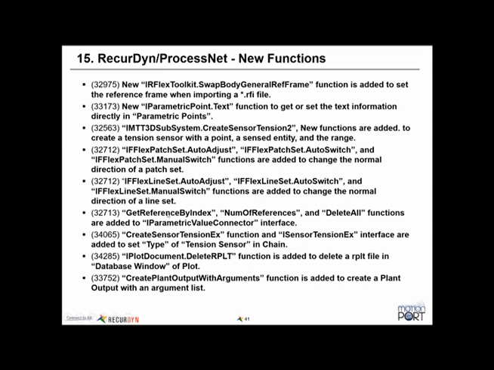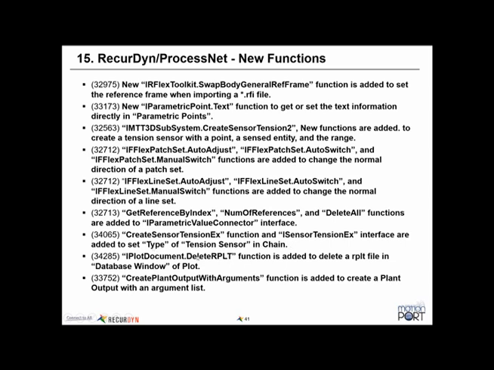For these parametric value connectors, you can grab the information. I don't know if people are using these very much, but in the interactive graphical interface, you can see all these different attributes. And so anyway, now they're all controllable by ProcessNet. And then a tension sensor can be created for the chains.